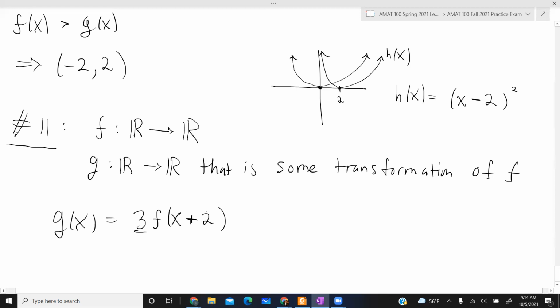And then finally, we're told that G is a vertical shift 5 units downwards. So I need to move all the y values down, so I have to subtract 5. The vertical shifts are a little bit easier, because if you want to move up, you add the number, and if you want to move down, you subtract the number. It's more intuitive. So this is how you describe G in terms of f. Looking at our options, it appears that C is the answer.